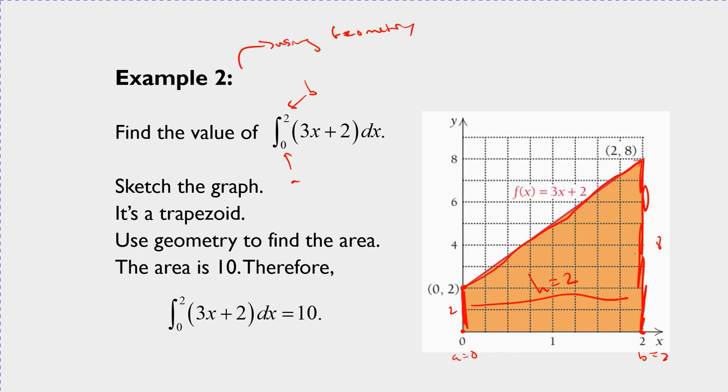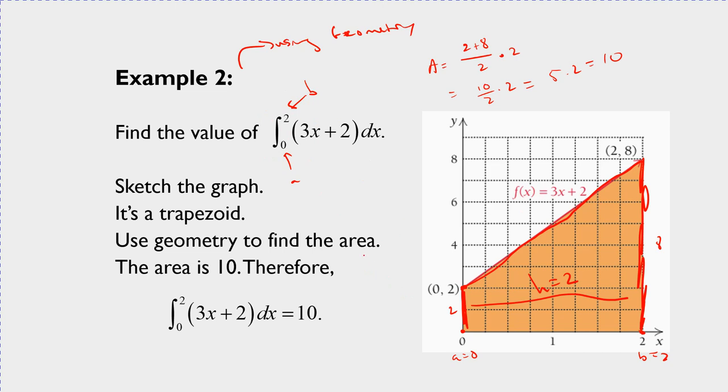This has length 8. So the area of the trapezoid, right, is the sum of the bases, so 2 plus 8, divided by 2, times 2. So this is 10 divided by 2 times 2. 10 divided by 2 is 5, times 2. This area under the curve is 10. So instead of writing what's the area under the curve between 0 and 2 of the function 3x plus 2, we would write it as the definite integral from 0 to 2.